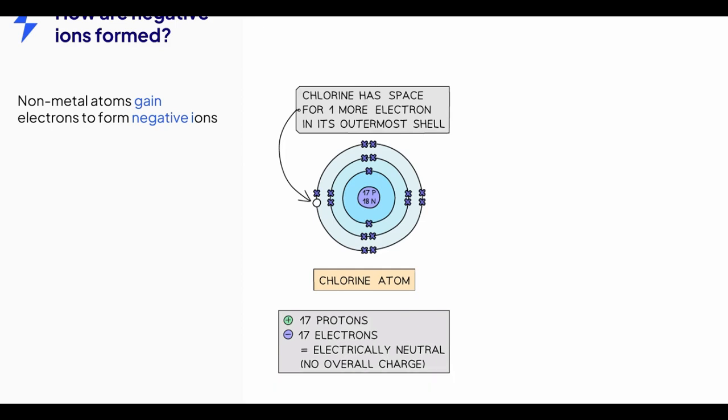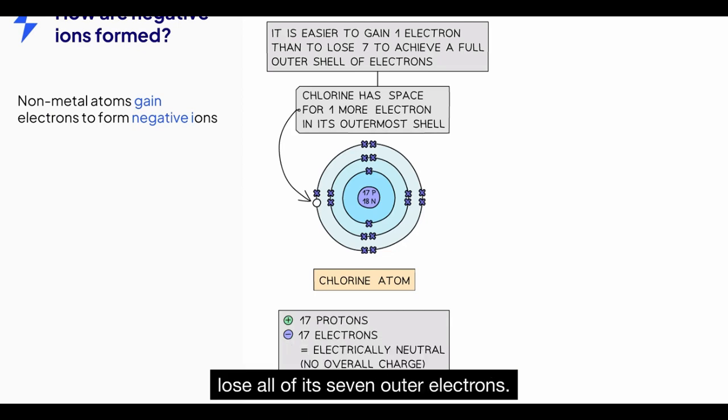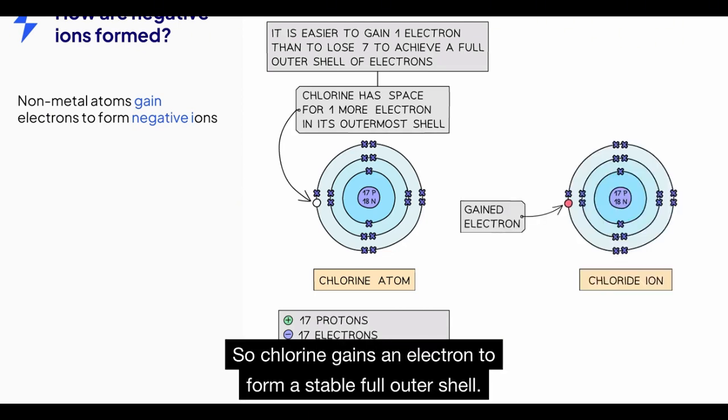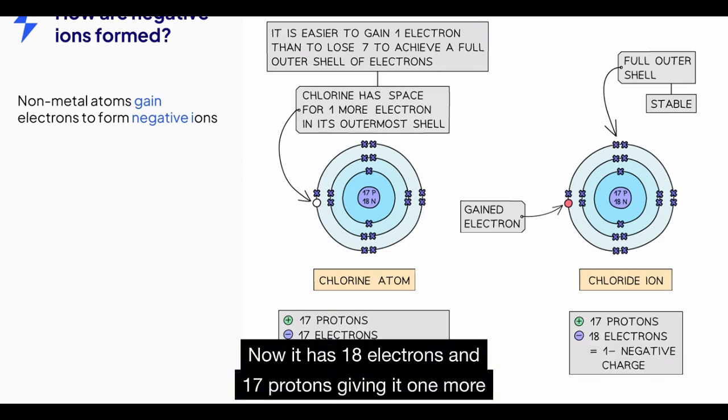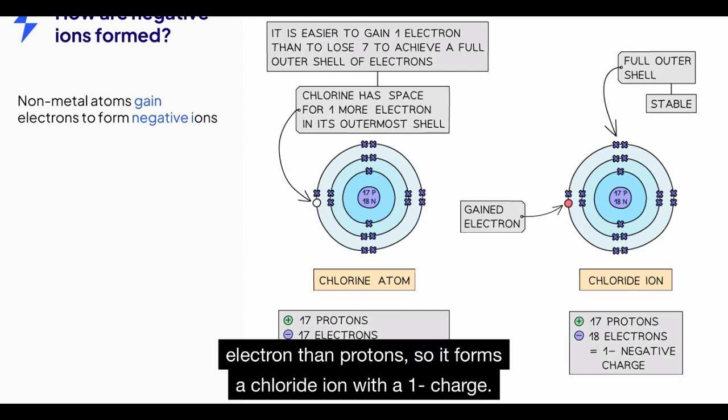Less energy is required to gain an extra electron than would be needed to lose all of its 7 outer electrons, so chlorine gains an electron to form a stable full outer shell. Now it has 18 electrons and 17 protons, giving it 1 more electron than protons, so it forms a chloride ion with a 1- charge.